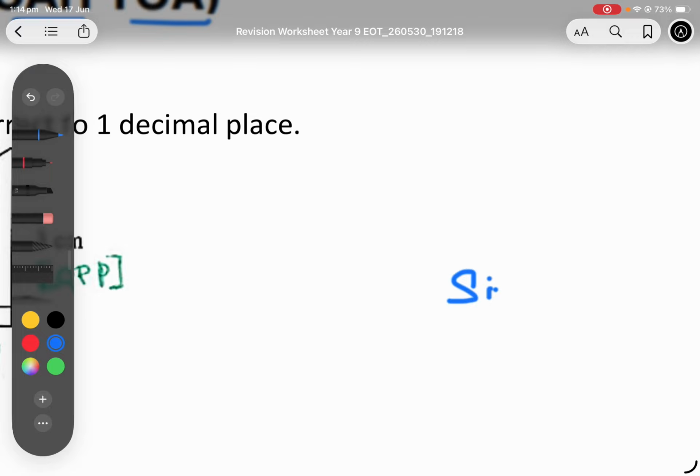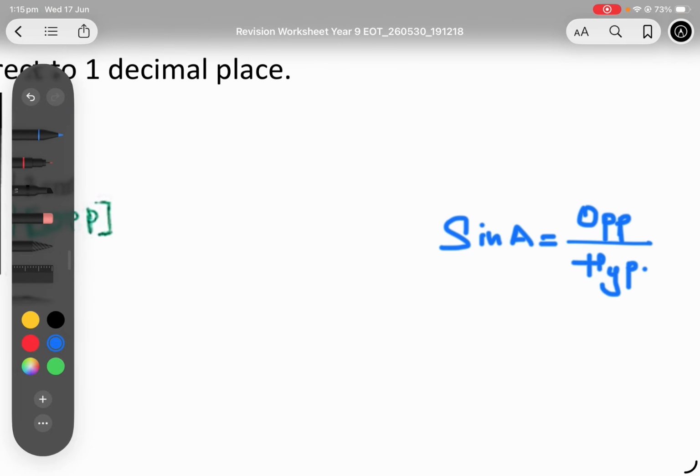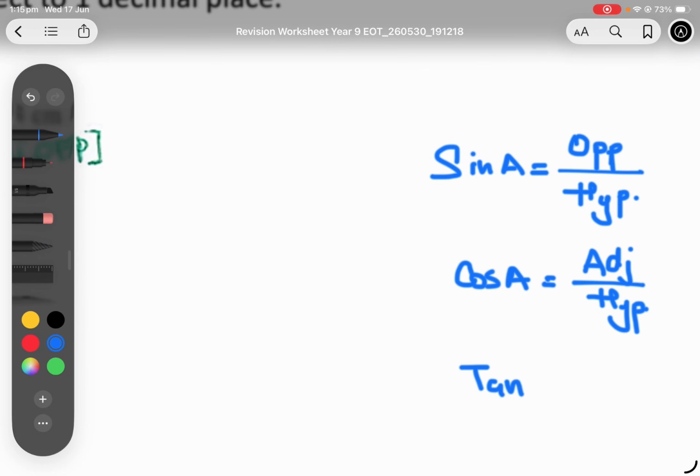There are three very important things in here, which are called sine, cos, and tan. Now let's see that. Sine of any angle, whether it is A, B, C, or anything, is equal to opposite upon hypotenuse. Cos of the angle would be adjacent upon the hypotenuse. And then tan of the angle is taken as opposite upon adjacent.